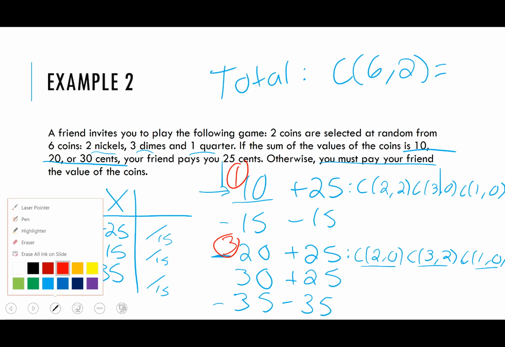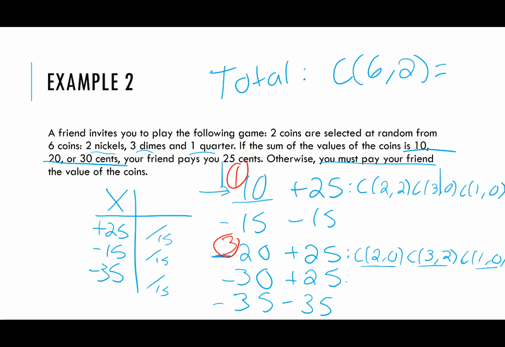Now, how many ways to choose a nickel and a quarter, getting this 30 cents? So we're going to do this 30 cents one now. So 30 cents happens if I choose a nickel and a quarter. So of the 2 nickels, I would choose one of them. Of the 3 dimes, I'm choosing none of them in this case. And of the 1 quarter, I'm choosing that quarter. Because remember, 30 cents is 1 nickel and 1 quarter and 0 dimes. So that probability would be 2. That totals up to 2 in our calculator.